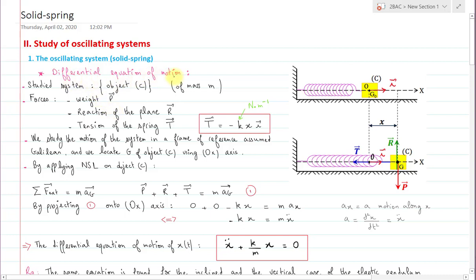For that, since we are going to use Newton's second law, we need to follow the 5 steps we have seen. So the first step is the study system. In this case, we are going to study the object C. The study system will be object C. Here, position 0 is the equilibrium position.